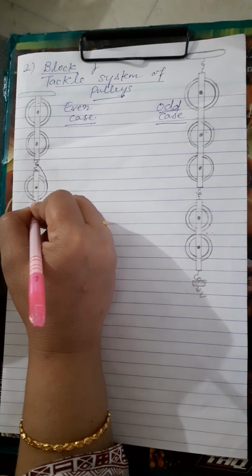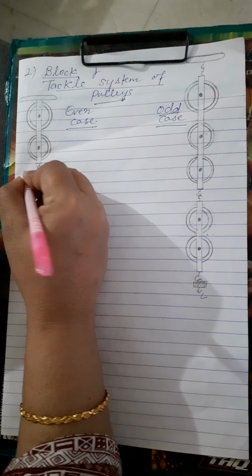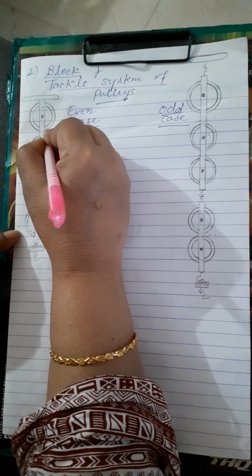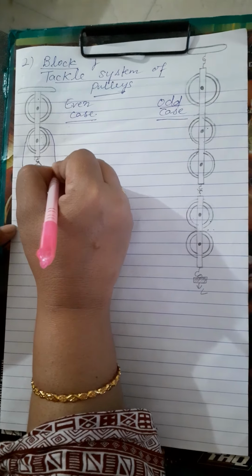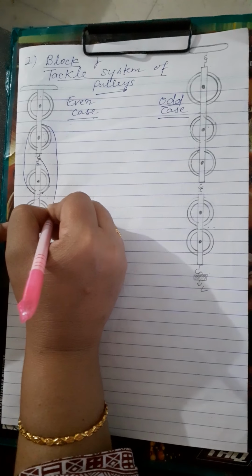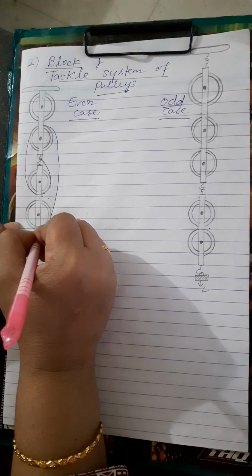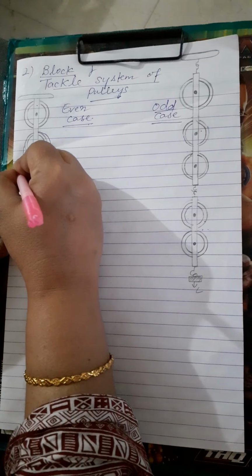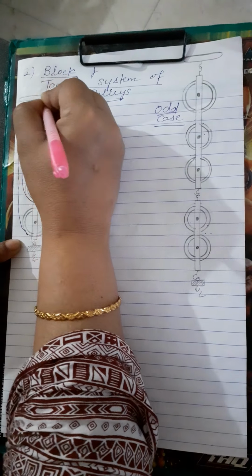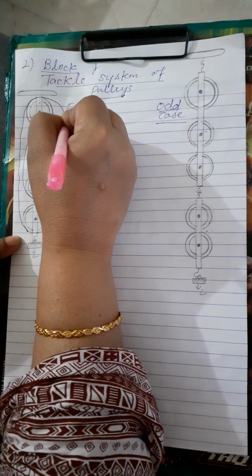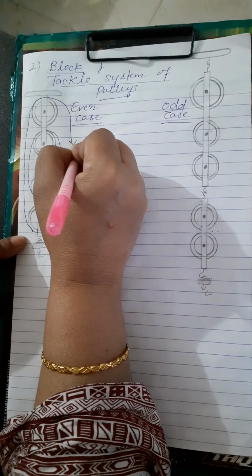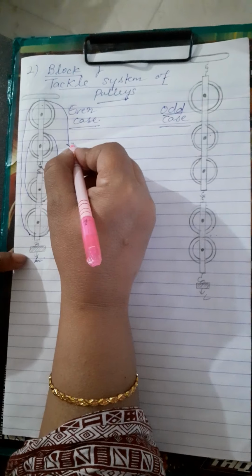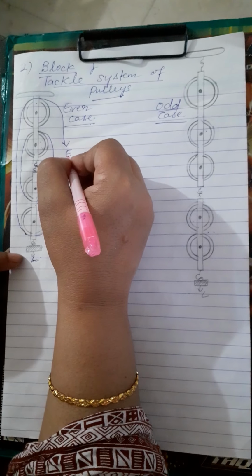Then from this side this string will pass and it will go to the next pulley. Then again from this side this string will pass, it will come like that. Then it will reach the last pulley, then it will pass across that, and in this way this is our last pulley, and this will be effort. Here it was load, this one is effort. Effort is applied in the downward direction.